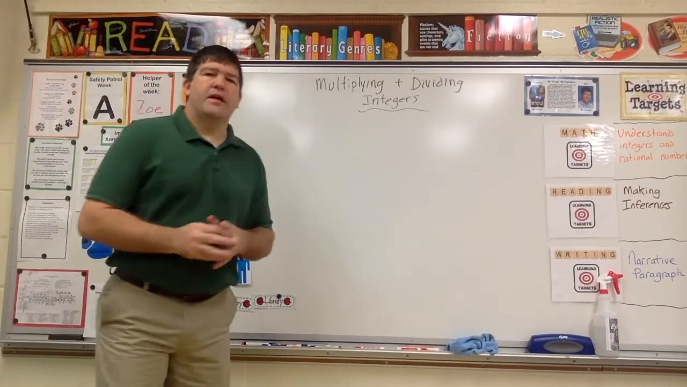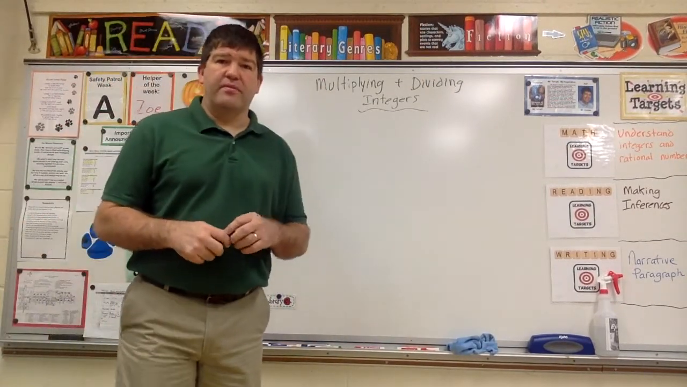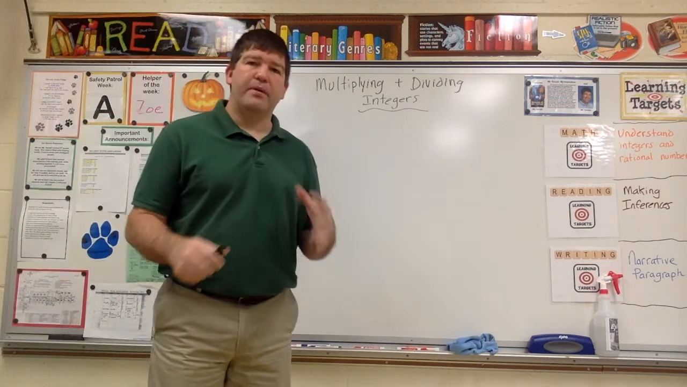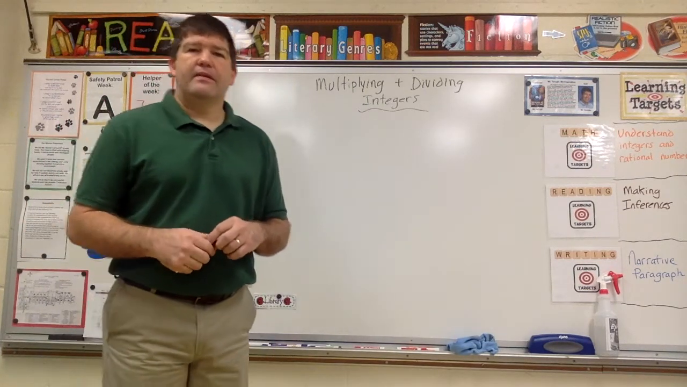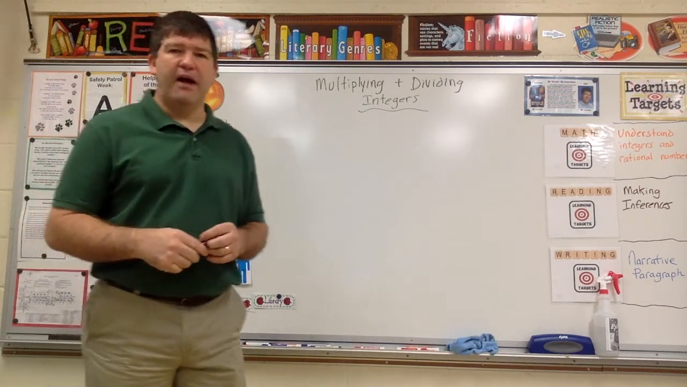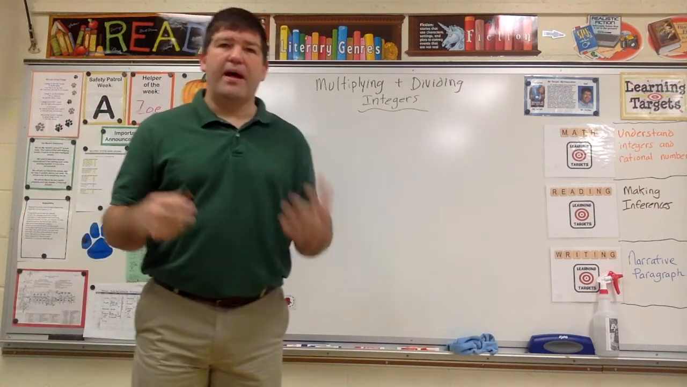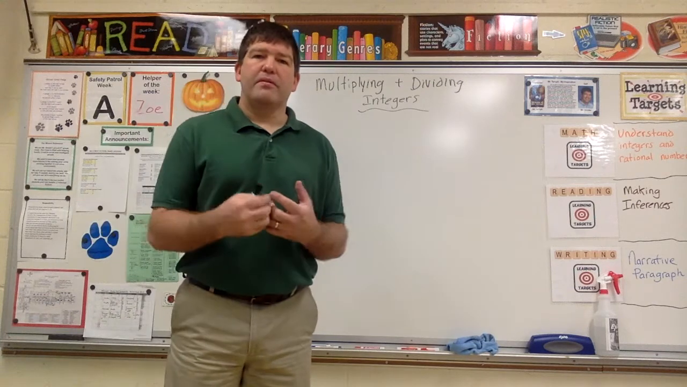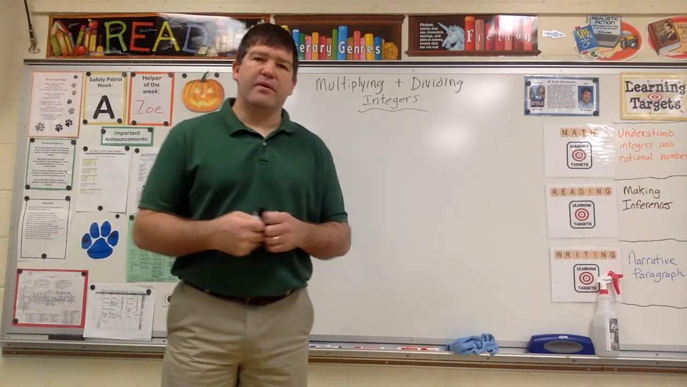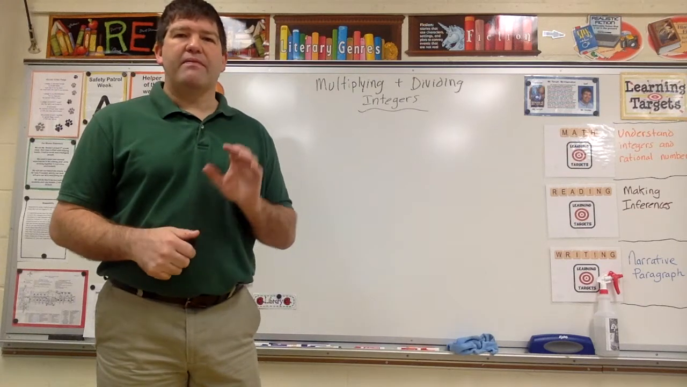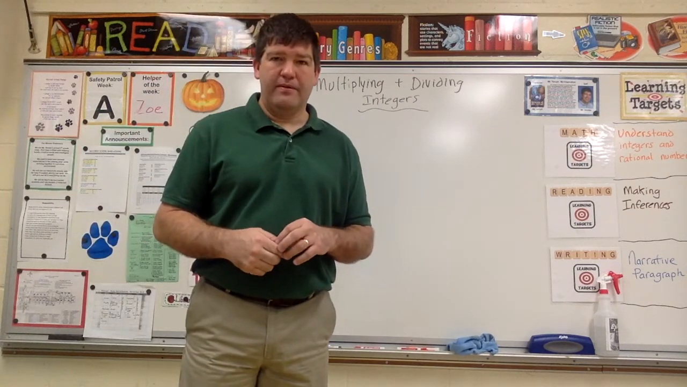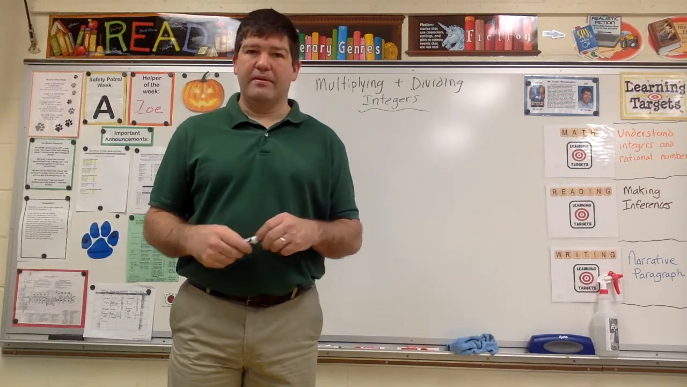So we really talked a lot about adding and subtracting integers. We've talked about absolute value and comparing, ordering, all those things. Now let's talk about multiplying and dividing integers. So if you have a positive and a negative number, when you multiply them, what do you get? When you divide them, what do you get? The cool thing about multiplying and dividing is that both have the exact same rule, and the rule is really simple.